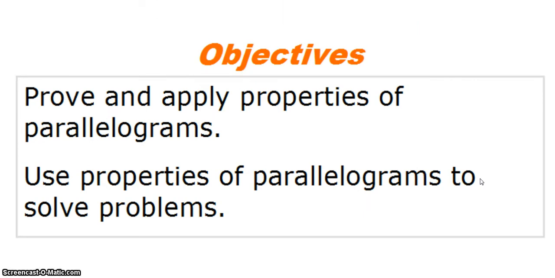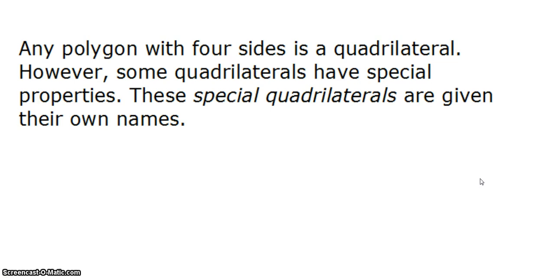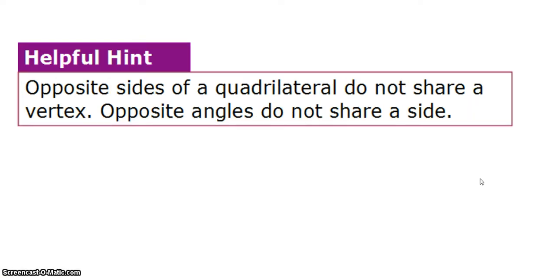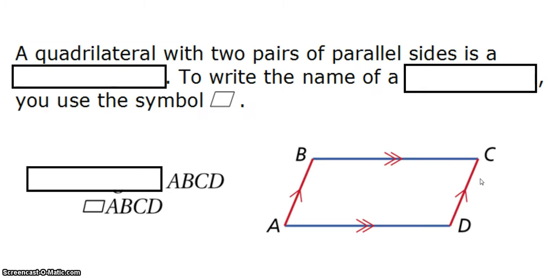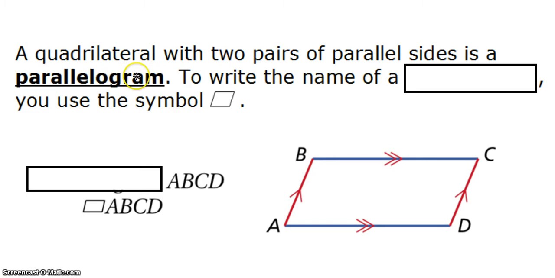We'll use properties of parallelograms to solve problems. Any shape with 4 sides is a quadrilateral. However, some quadrilaterals have special properties, and these quadrilaterals are given their own names. So today we're focusing on parallelograms. Hint: opposite sides of a quadrilateral do not share a vertex, and opposite angles in a quadrilateral do not share a side. So a quadrilateral like this with 2 pairs of parallel sides is a parallelogram.